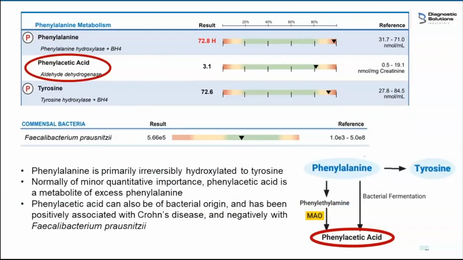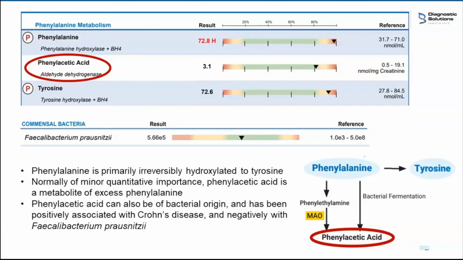So normally phenylacetic acid is a minor quantitative marker. It's primarily a metabolite of excess phenylalanine. So that's why it's listed here. So I can see that, is there excess going on? So this is high, this is starting to build up.